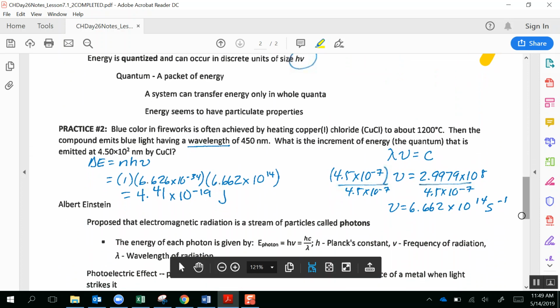Energy is quantized. A quantum is a packet of energy. And as Planck said, energy can only be transferred in whole quanta, so it seems to have particulate properties.